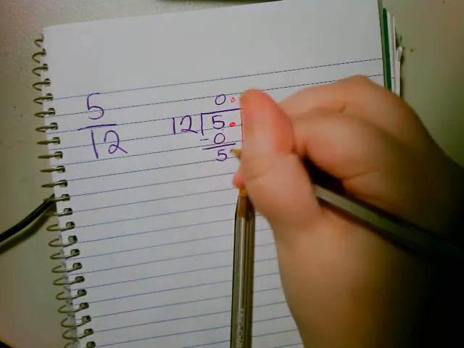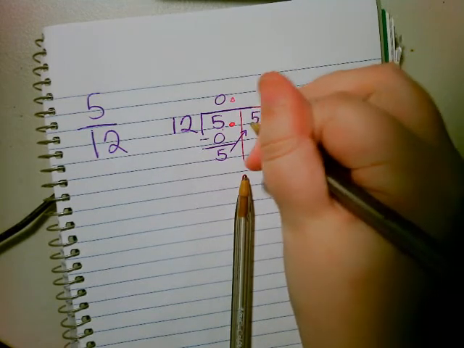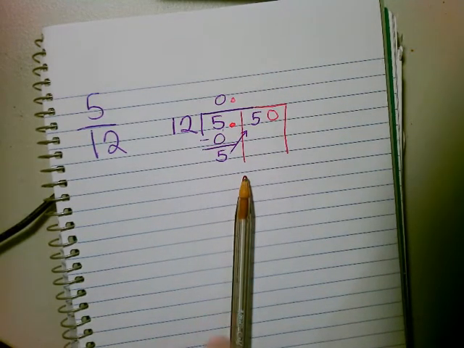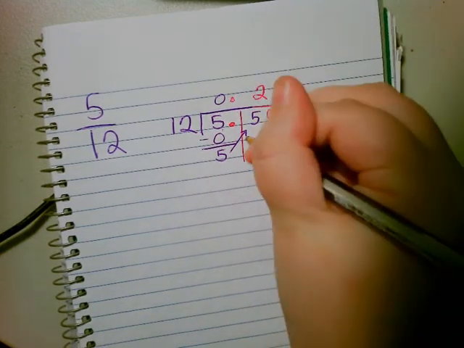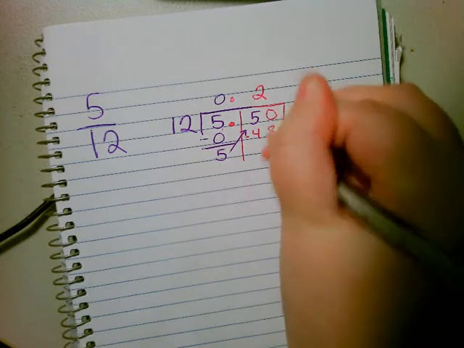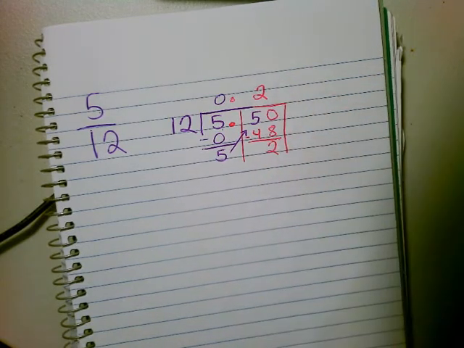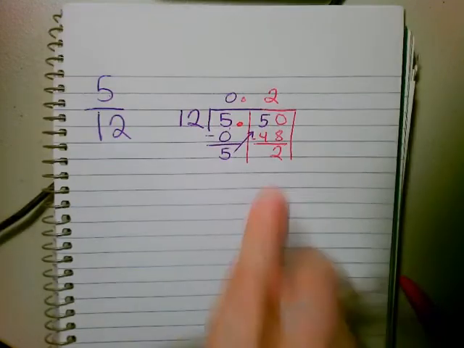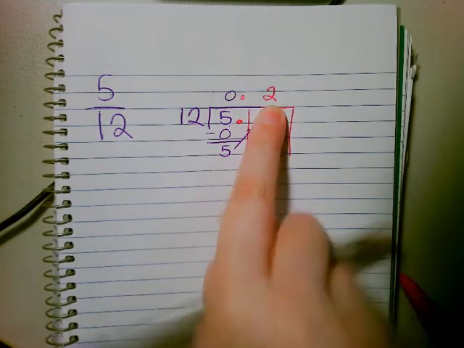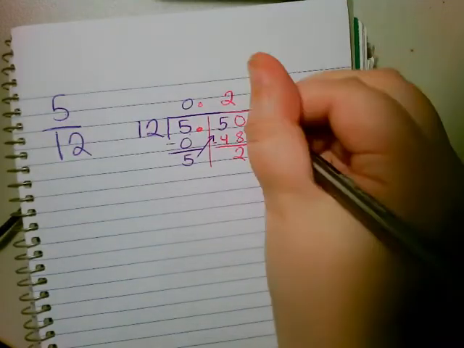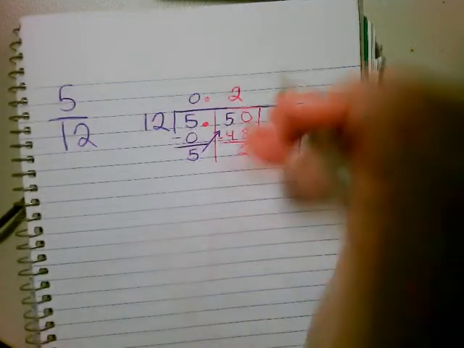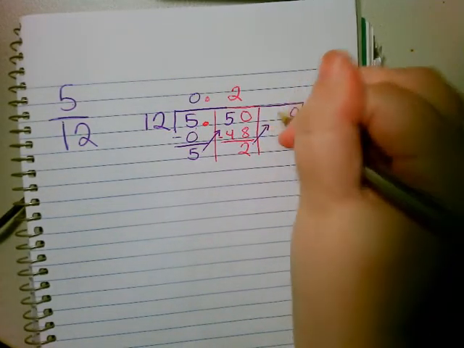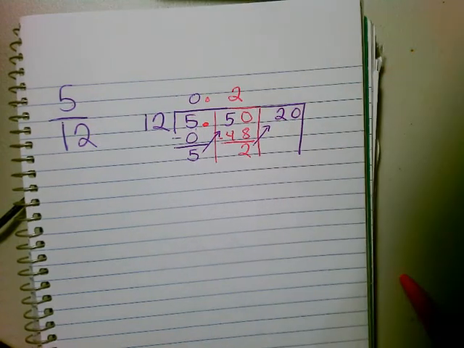So right now we have our 5 down here. We have to bring it up next to this 0, so pull it up. 12 goes into 50. 12, 24, 36, 48 times, so 4 times. Minus 48 gives me a 2. This isn't a 0. We're only 1 decimal place out, so we have to add another placeholder 0. Bring our 2 up, and now we have 20.